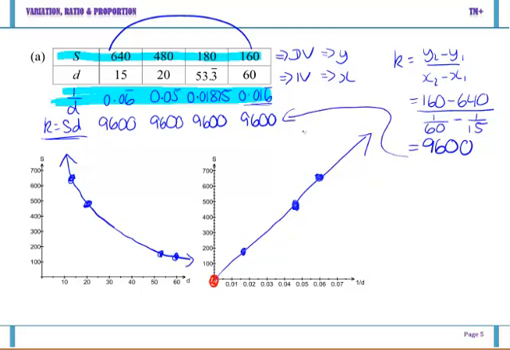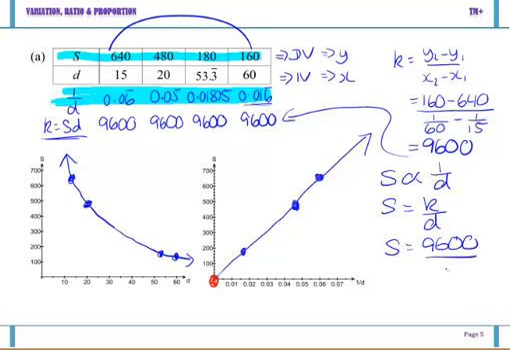Okay, so you've just proven that. So S is proportional to 1 over D, S equals K over D, S equals 9,600 over D. Again, don't get too caught up in this graphing.